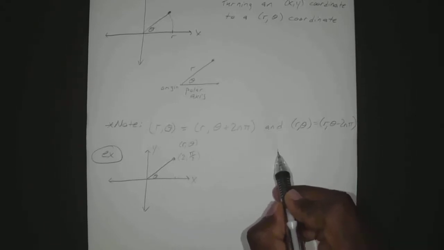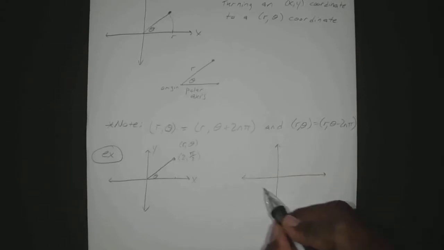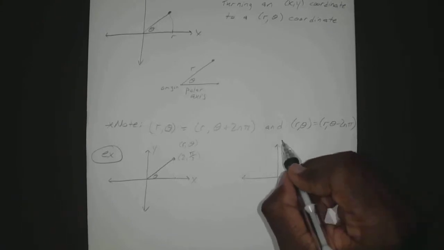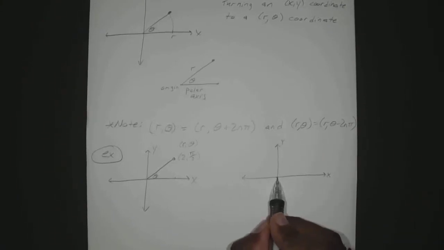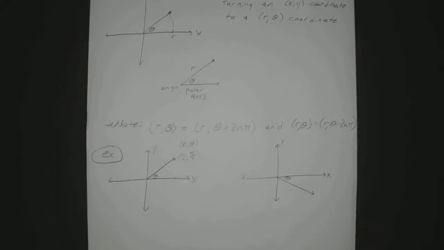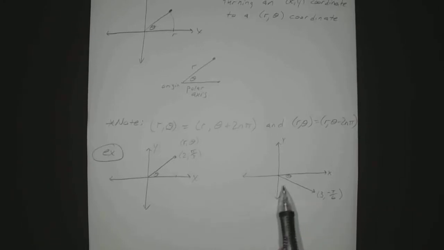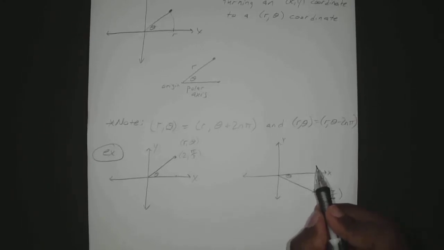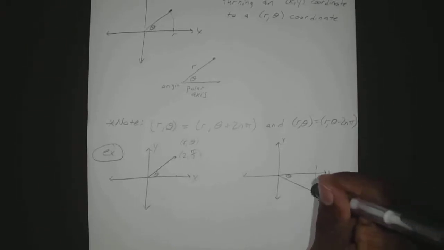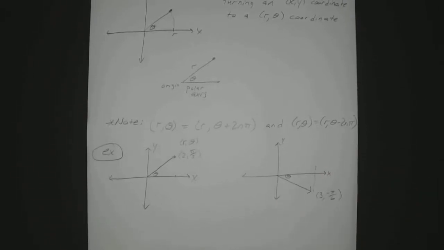Or even, let's say we have our x and our y, and instead we're going to swing our theta down that way. Let's say we call this one 3, negative pi over 6. So we go out 3 and swing it down. It should be like that, give or take. Swing it down negative pi over 6.